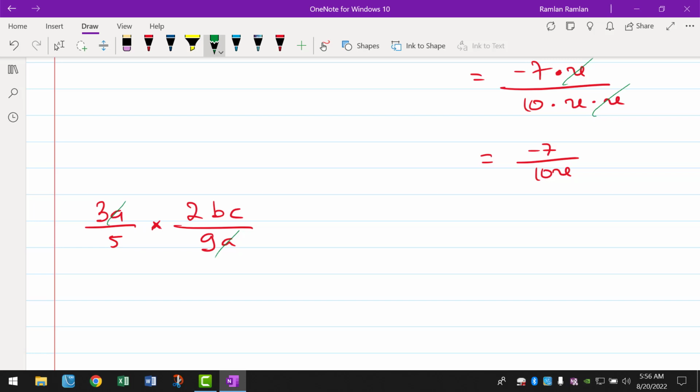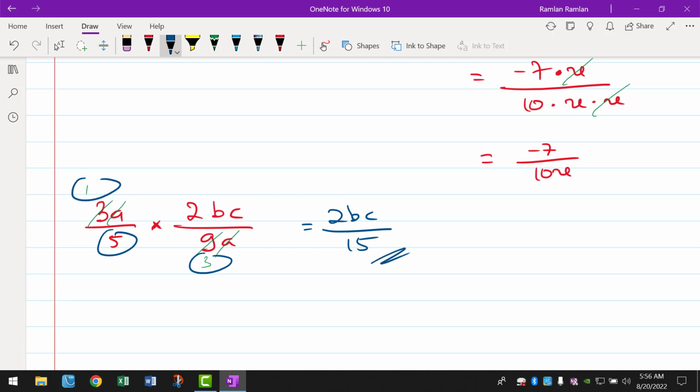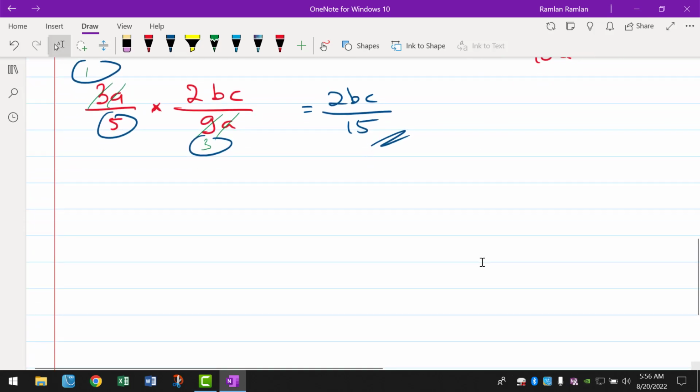Next, I'm going to cancel the 3 and the 9, so divide both by 3. I get 1 over here and 3 over here. We cannot cancel anything else, so we just multiply 1 times 2bc, which is just 2bc. And on the denominator, we have 5 multiplied by 3, which equals 15. So this is the final answer. Quite easy. The same thing with division.